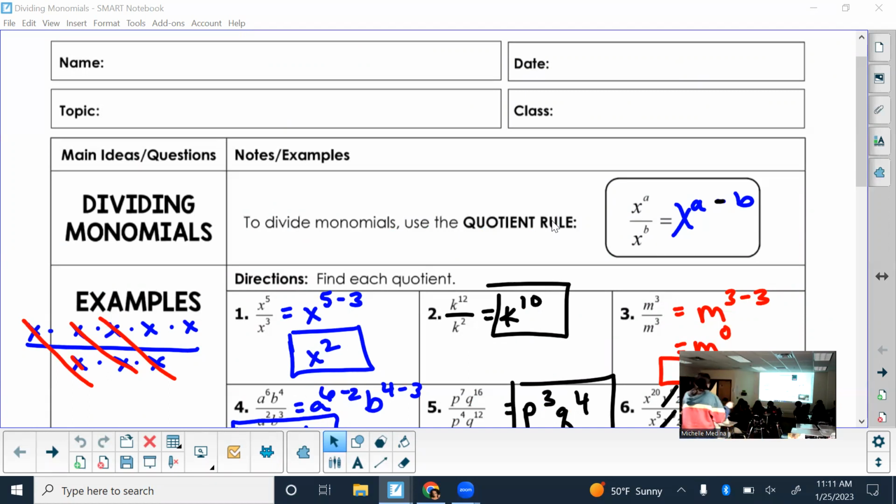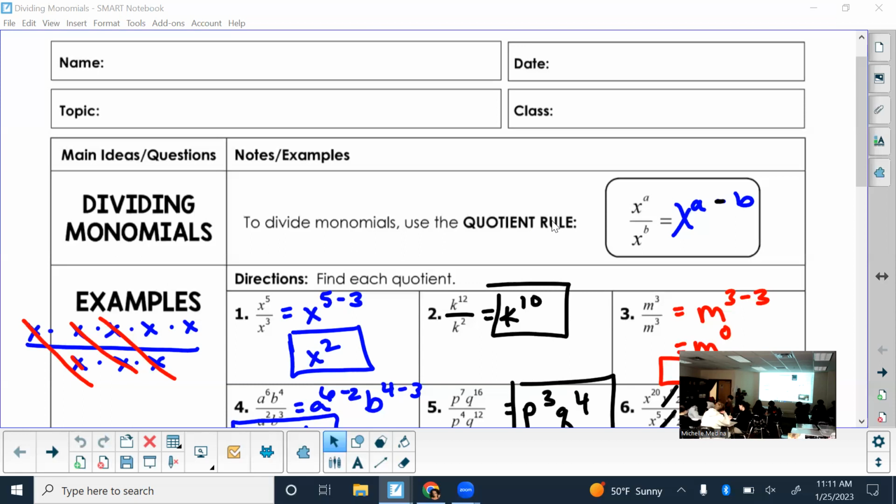We've already learned adding and subtracting monomials, multiplying them, raising them to a power. And now we learned dividing them yesterday. So here's the rule, the quotient rule. What does the word quotient mean? Quotient is what operation? Oh, multiplying. And then dividing. Division. Okay.